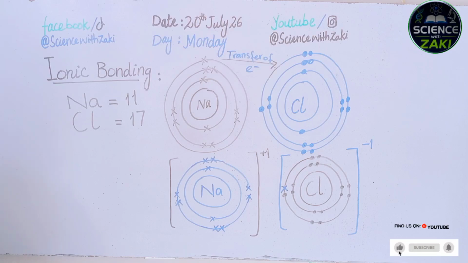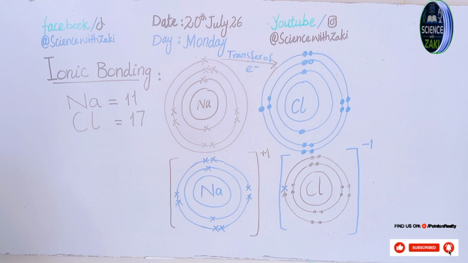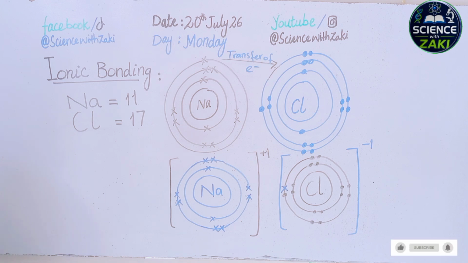Students, as I have told you earlier, we will describe a very fundamental type of chemical bonding, and that is ionic bonding. Today I am here to present ionic bonding with a very easy concept. I have uploaded two videos to make your concept clear about the formation of cation and anion. Now you are able to understand ionic bonding in a very easy way.